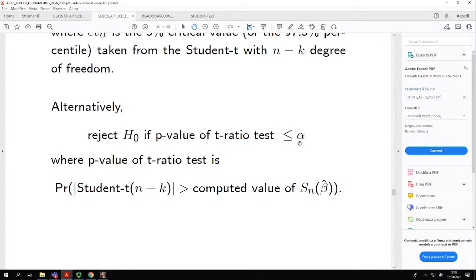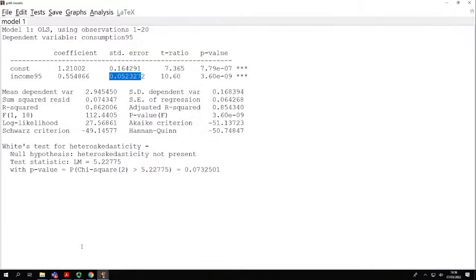Now, just to show you how we apply this theory, let me come back to the output of our regression model for the 20 Italian regions. And now you understand the meaning of the T ratio and the p-value column. Why? This T ratio, 10.6, is the ratio between 0.55, and so on, over 0.052, okay? So if I want to test the null that the coefficient in the population beta 2 is equal to 0, that the elasticity of consumption with respect to income is 0, so consumption does not respond to income.